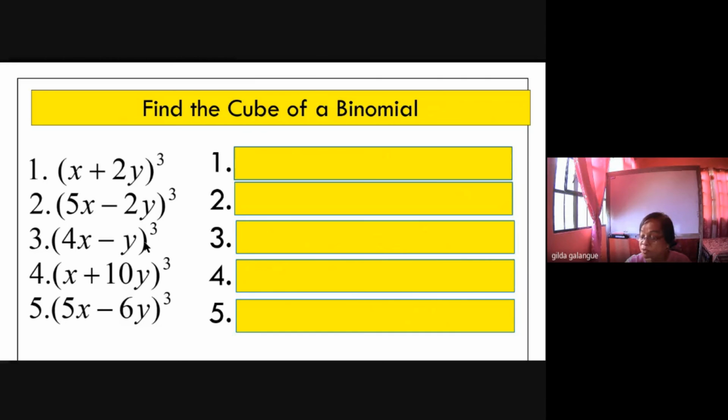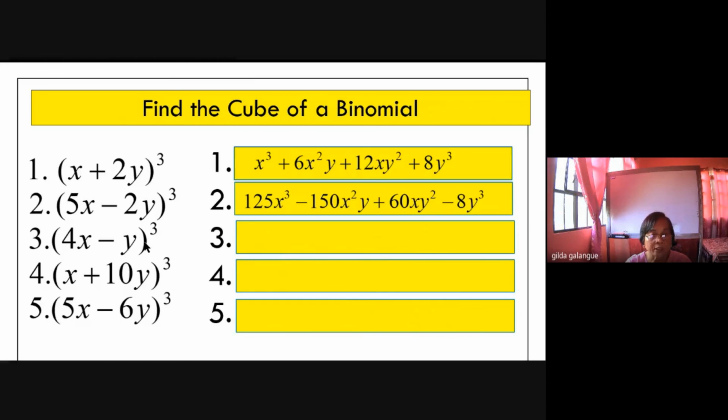What is the answer to the first number? The first number is x cubed plus 6x squared y plus 12xy squared plus 8y cubed. We are in the next number: 125x cubed minus 150x squared y plus 60xy squared minus 8y cubed. We are in the next number: 64x cubed minus 48x squared y plus 12xy squared minus y cubed.